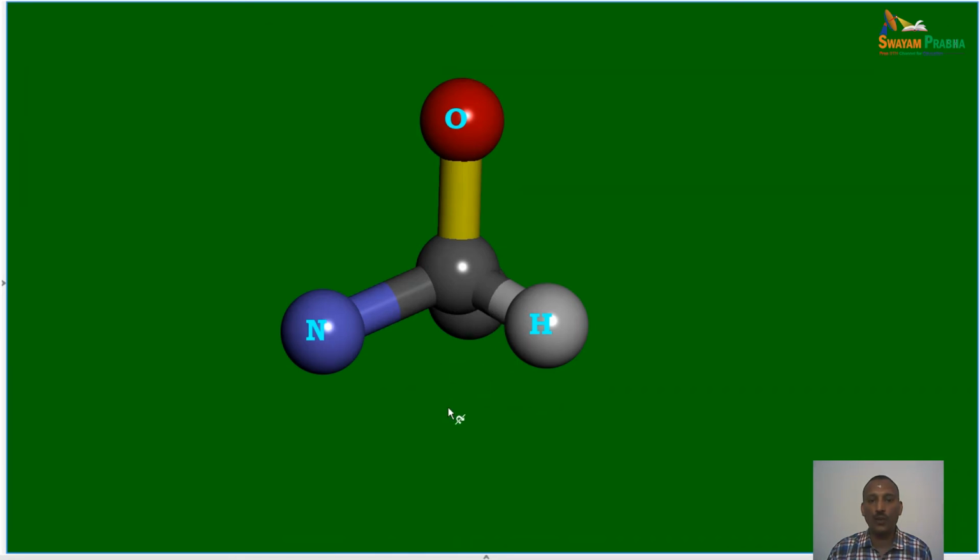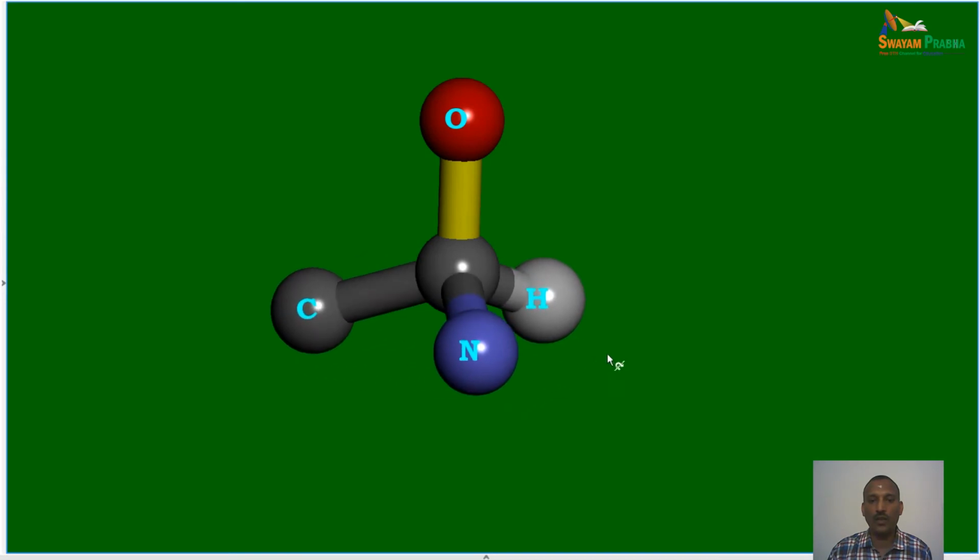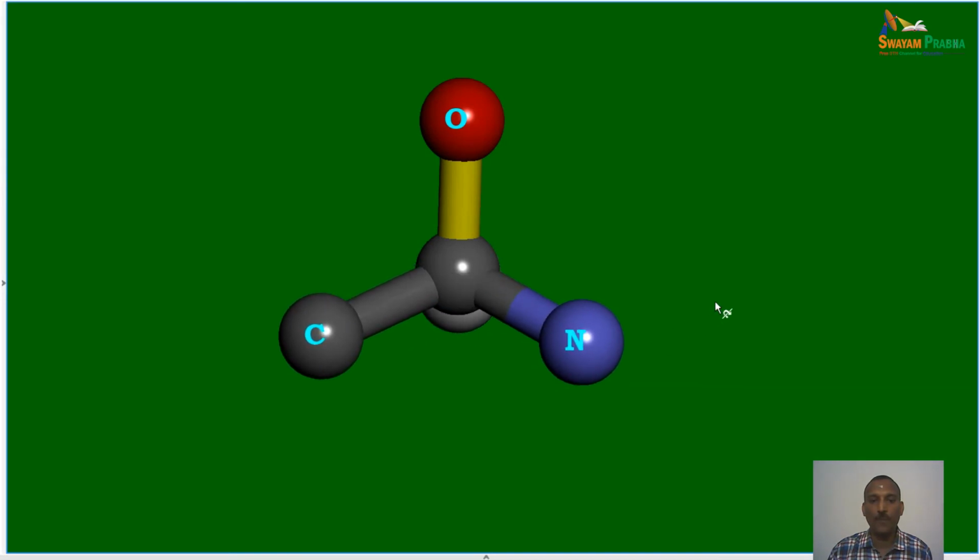So if I rotate this, the hydrogen now goes to the back, and the nitrogen comes to the right, carbon comes to the left. So in priority wise, if I have to write, oxygen is having the highest priority, followed by nitrogen, followed by carbon. So this is 1, 2, 3. So this is in the clockwise direction. So this is an R isomer.